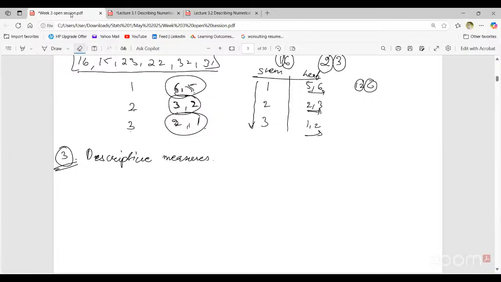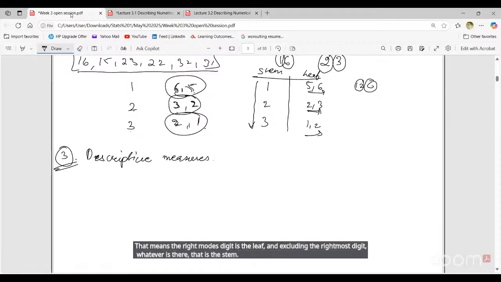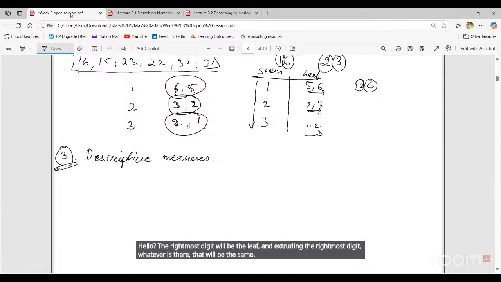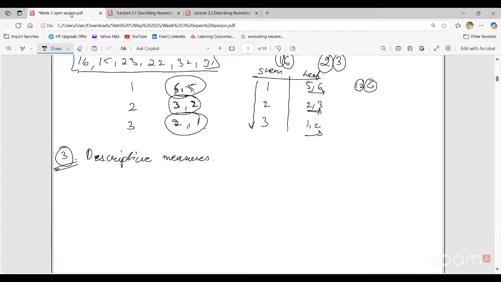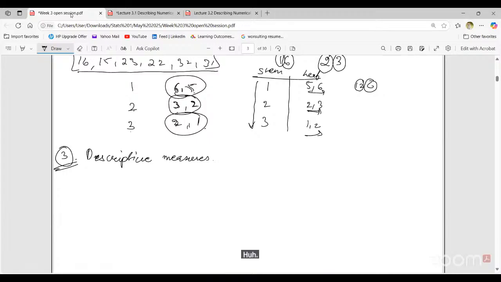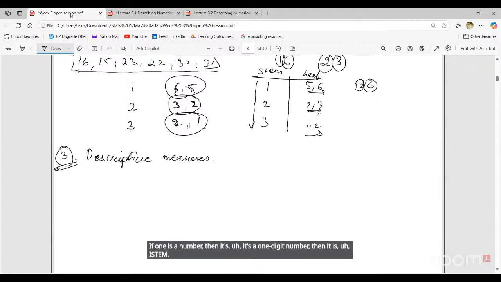The rightmost digit is the leaf, and excluding the rightmost digit, whatever is there is the stem. Can you repeat again? The rightmost digit will be the leaf, and apart from the rightmost digit, whatever is there will be the stem. If it is a one digit number, then it is always the stem.